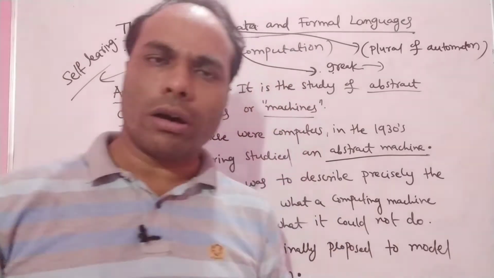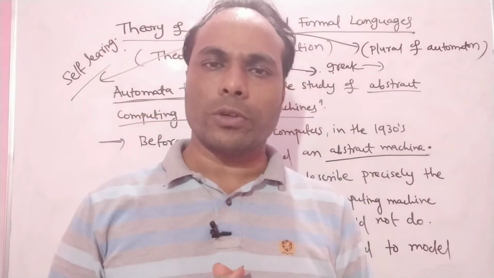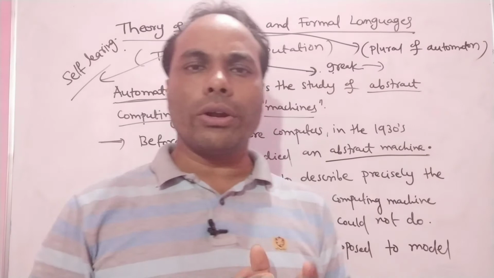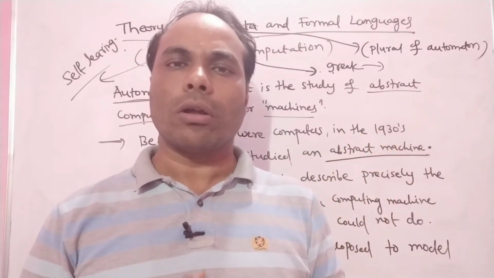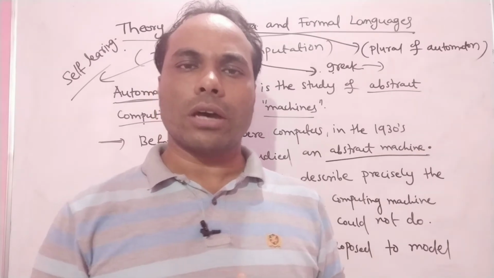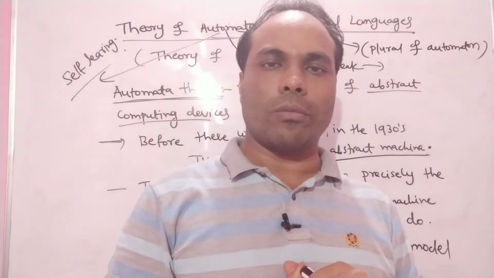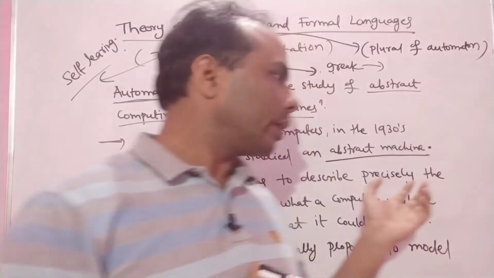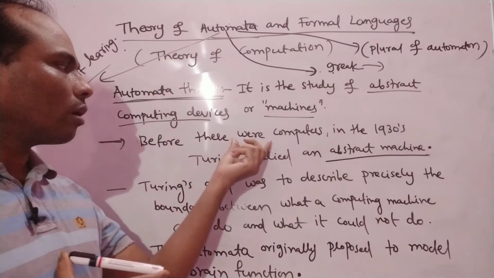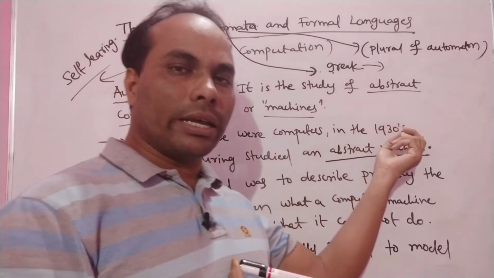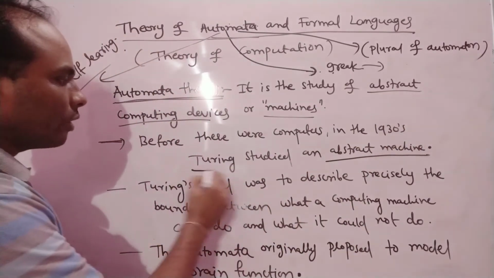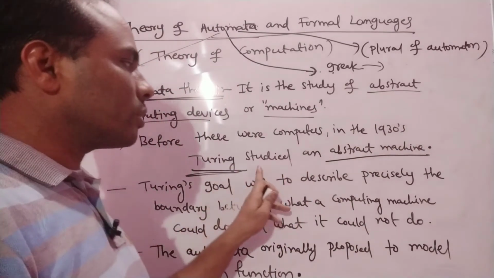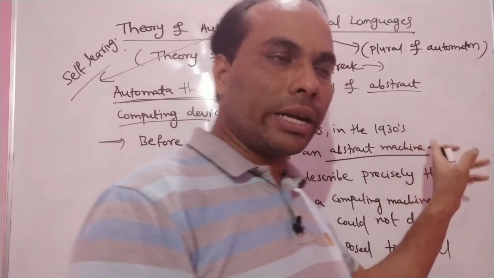Before designing any specific computer, you have to model the computer. The study of these abstract machines started before there were computers, in the 1930s. Turing started the study of abstract machines in the 1930s.